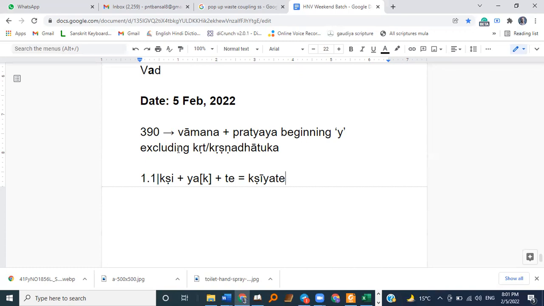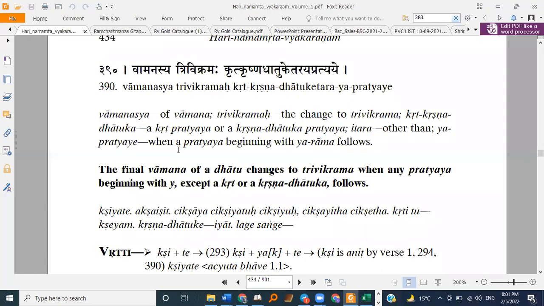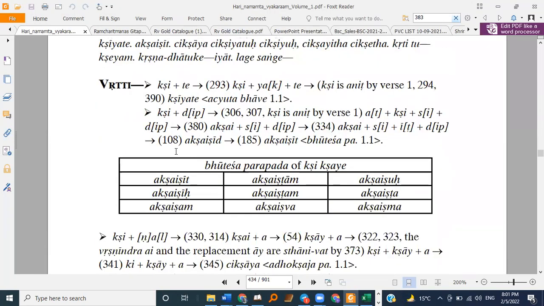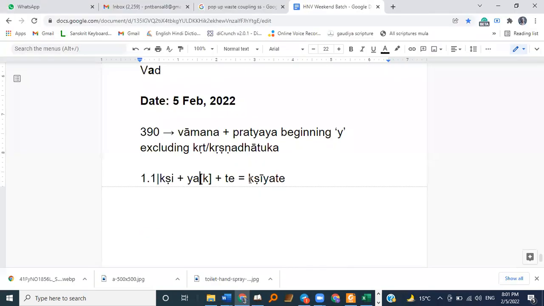Like that, kshiyate, kshiyate, kshiyante, kshiyase, kshiyate, kshiyadve, kshiye, kshiyavahe, kshiyamahe, ityadi. Then bhutesha. Kshi yuktadip dhato puramat. So it's not a Krishna dhatuka, but so therefore it does.